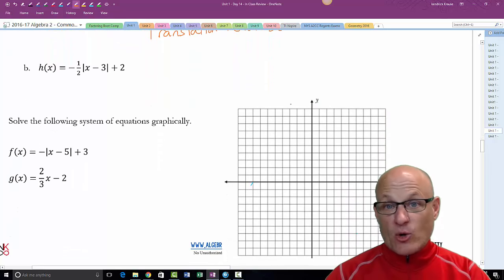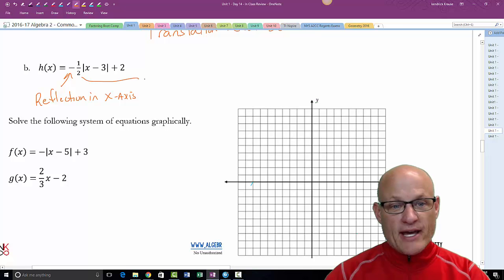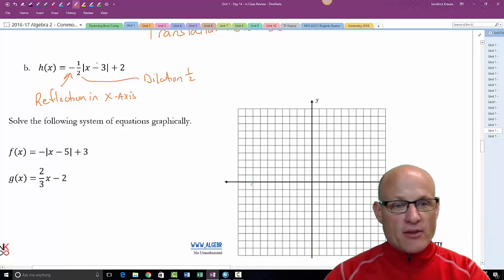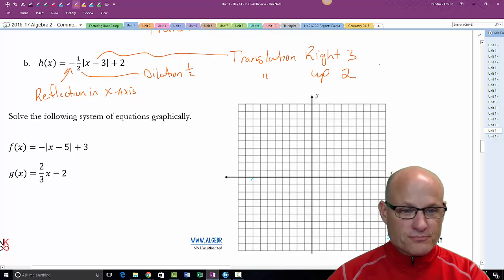So we got one more thing going on this one. This negative right here, that is a reflection in the x-axis. We have the 1/2, which is a dilation of 1/2. That just means it's getting wider. You need to know that. The -3 says we're doing a translation right 3 and a translation up 2. That's it.